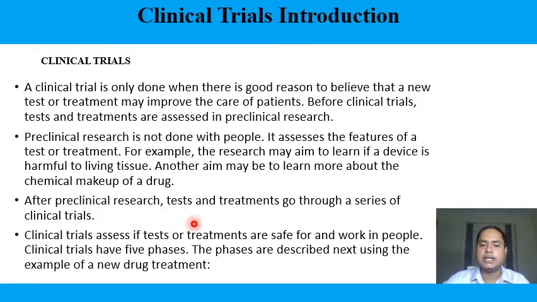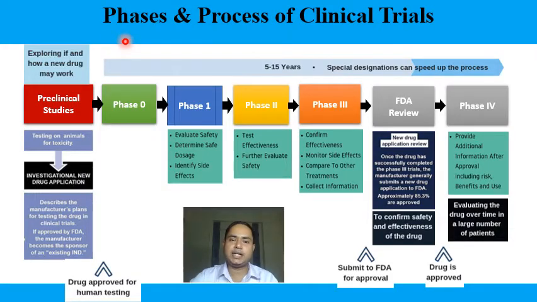Clinical trials assess if a test or treatment is safe for use in people. Clinical trials have 5 phases that will be covered in the next slide, and the phases are described next using the example of new drug treatments. So we will learn about the phases and process of the clinical trials. The phases of the clinical trial include 5 phases: phase 0, phase 1, phase 2, phase 3 and phase 4. So let's start the process of clinical trial.